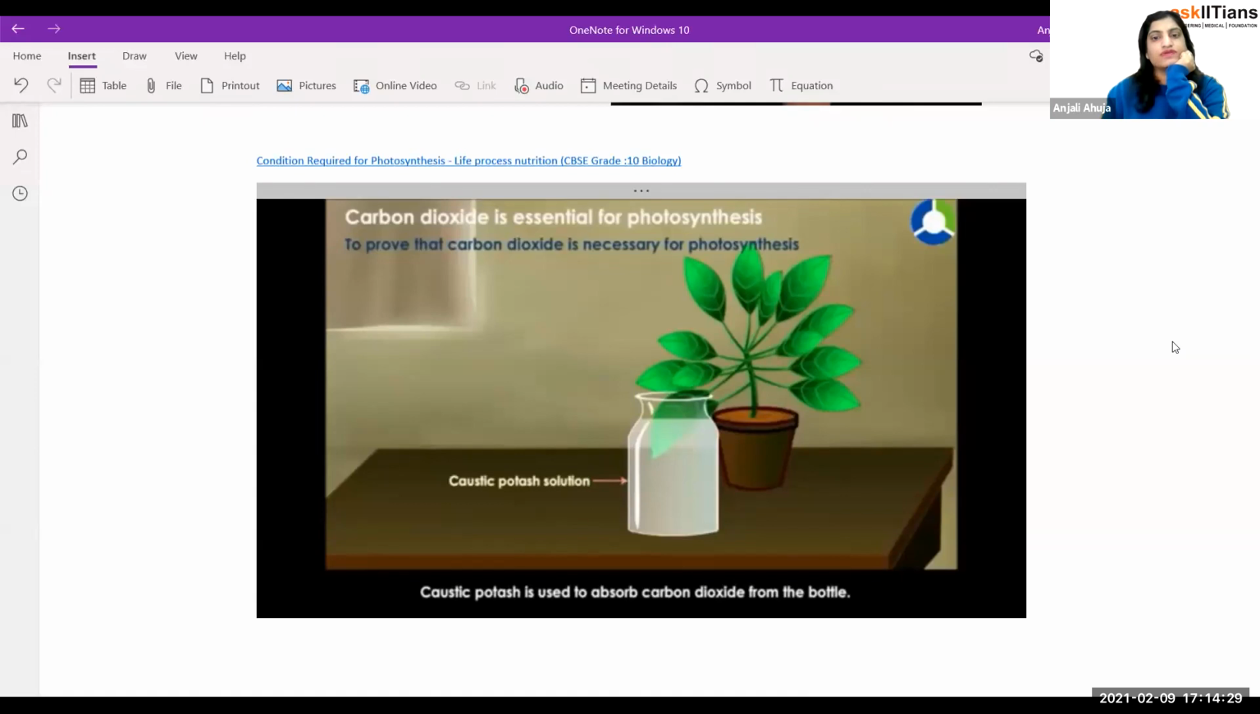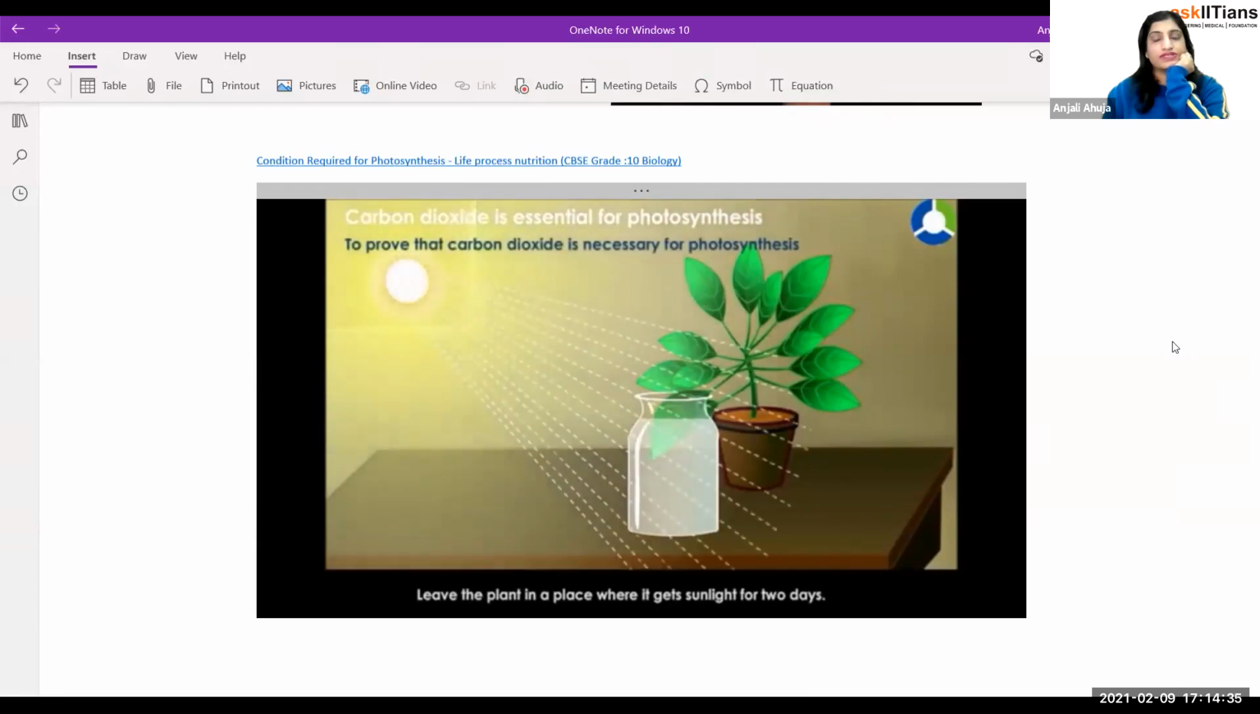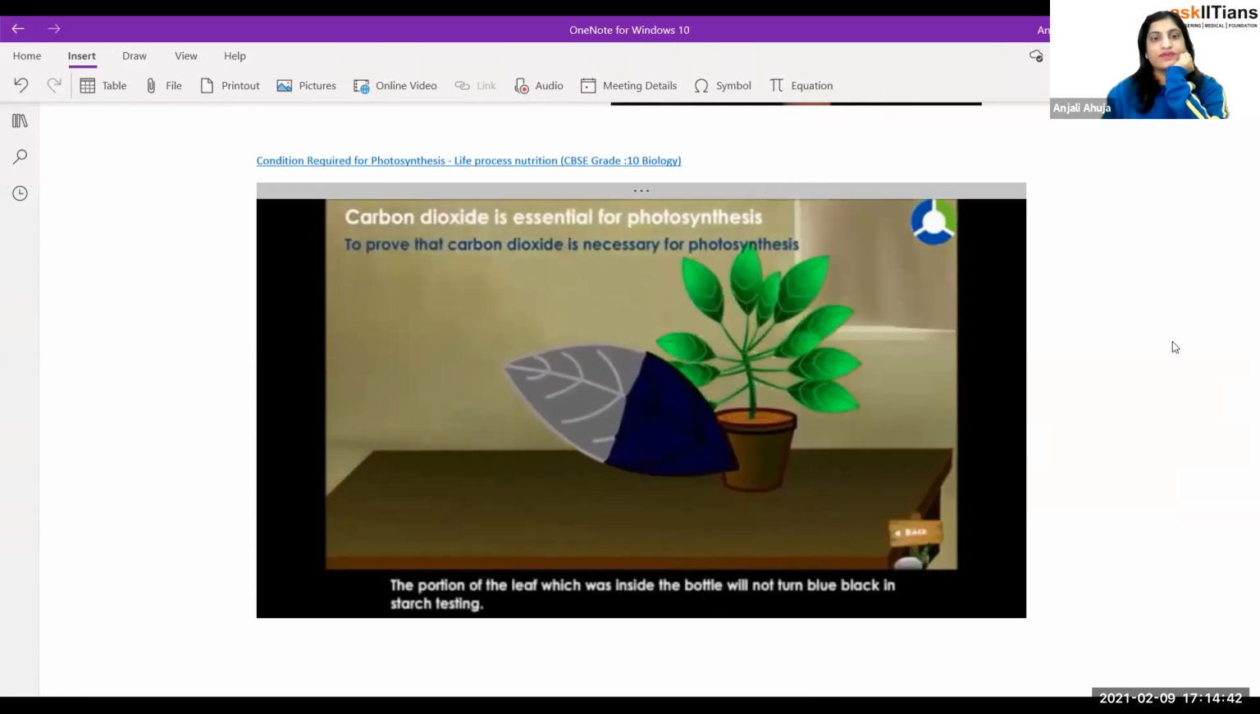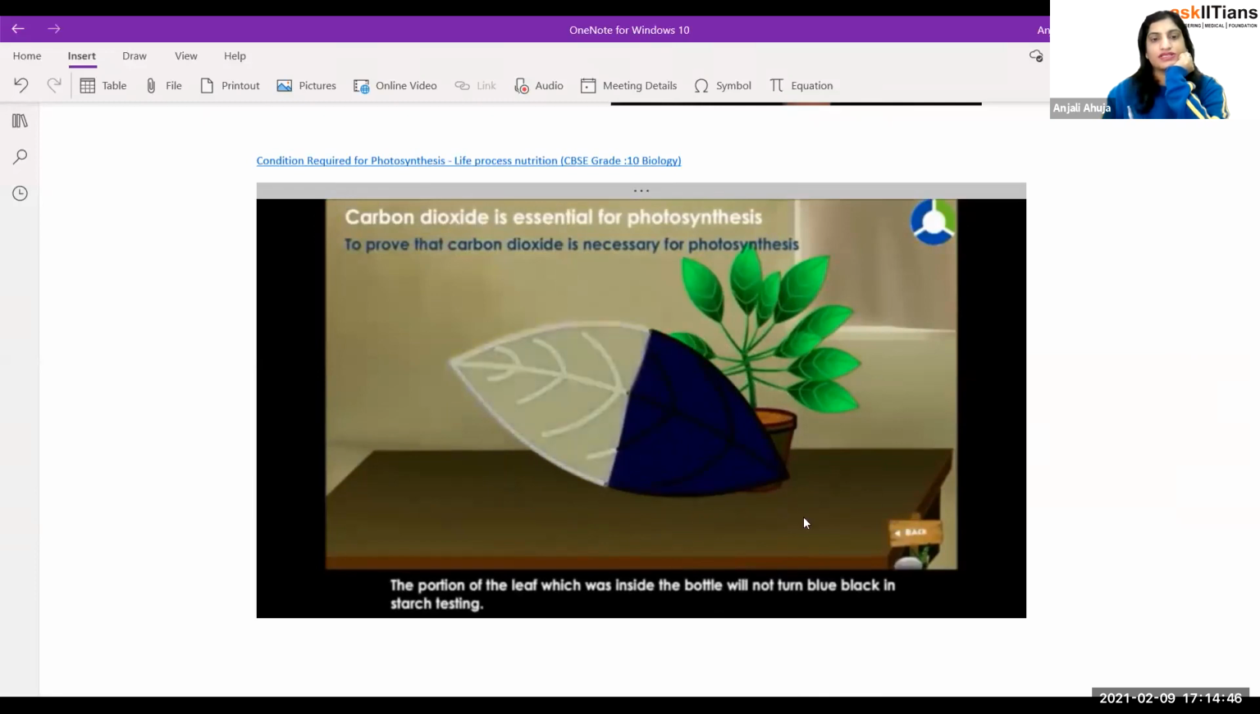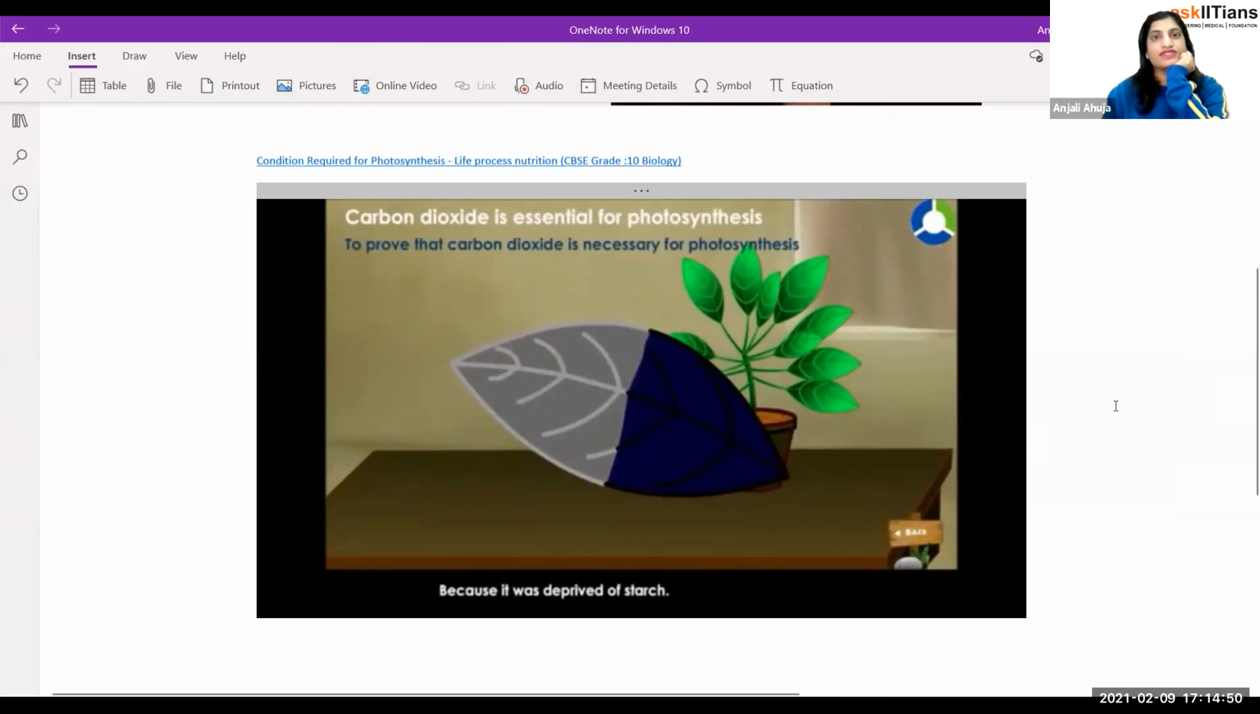Caustic potash is used to absorb carbon dioxide from the bottle. Leave the plant in a place where it gets sunlight for 2 days. Then pluck the leaf and test it for starch. The portion of the leaf which is inside the bottle will not turn black in the starch test, because it was deprived of carbon dioxide. Here, starch did not form. Here, starch is not prepared because there's no carbon dioxide present in the bottle.